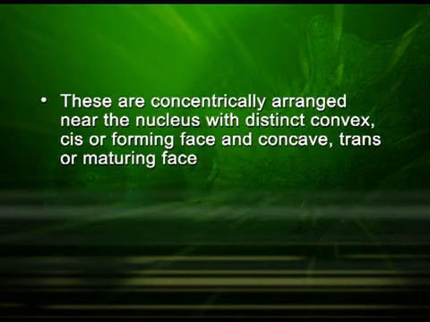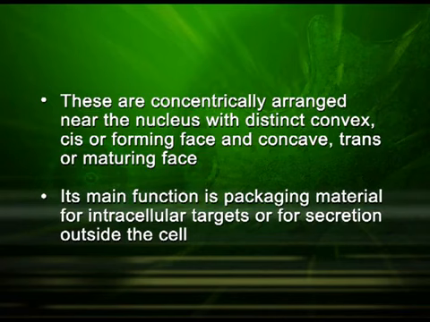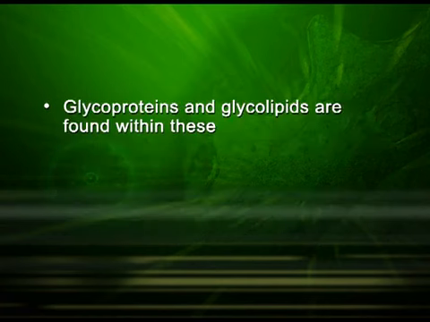These sacs are concentrically arranged near the nucleus with a distinct convex cis or forming phase and a concave trans or maturing phase. Its main function is packaging materials for intracellular targets or for secretion outside the cell. Glycoproteins and glycolipids are found within these.